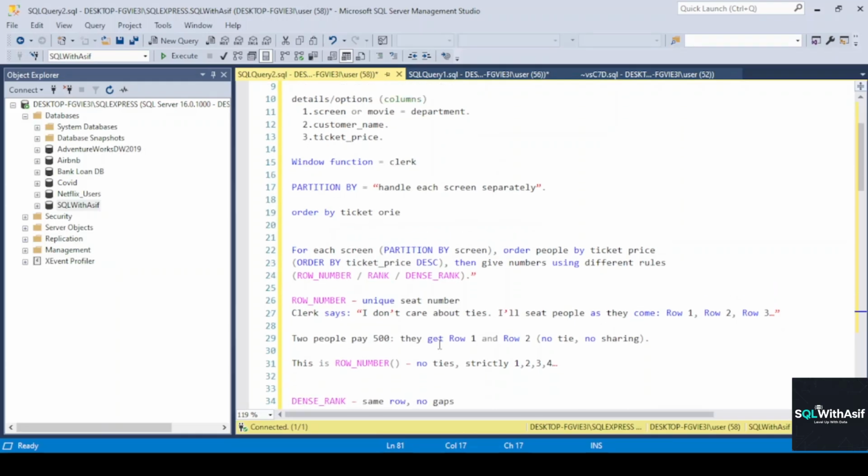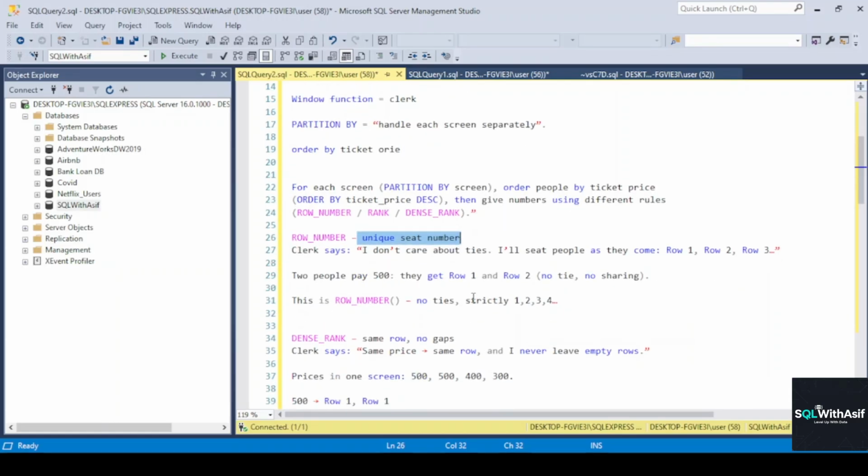So no ties, strictly 1, 2, 3, 4. This clerk follows this rule. He will always give a unique seat number, and it doesn't matter if there is a tie on the criteria, ticket price or timing. Even if the timing had been the same, he would have assigned accordingly. Like if my friend and I had gone at the same time and handed the ticket price to the clerk at the same time, we would get different rows, row 1 and row 2.